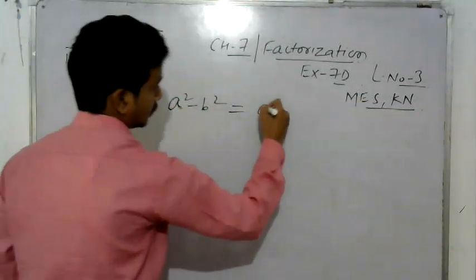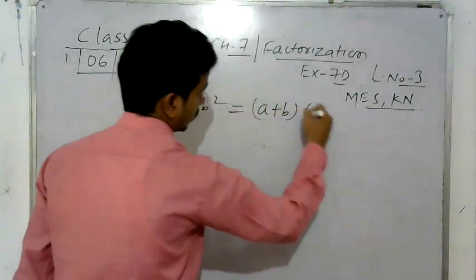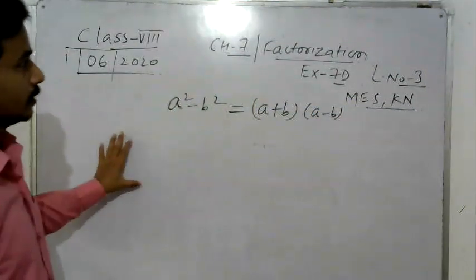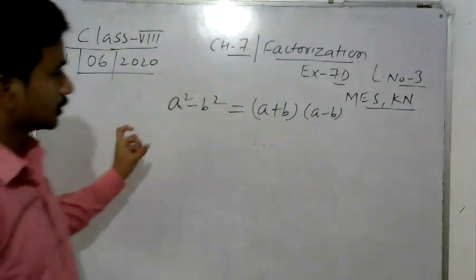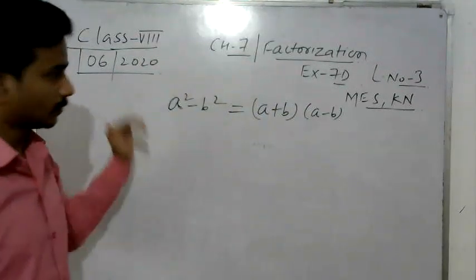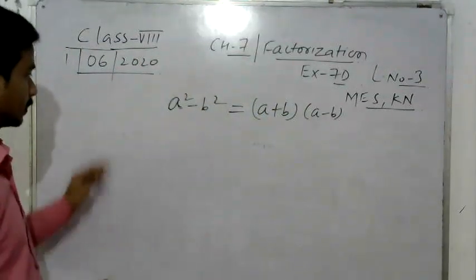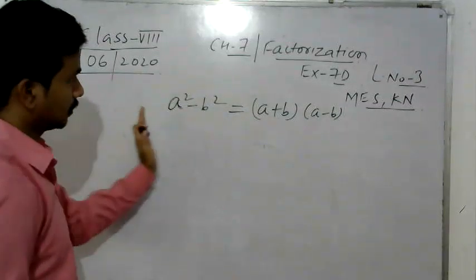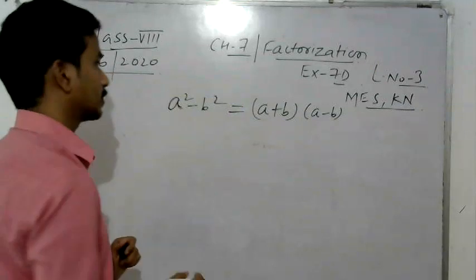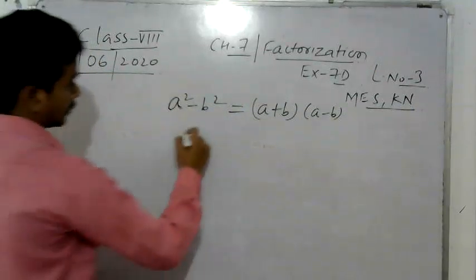What is the formula of this? The formula of this is (a plus b) into (a minus b). Okay. And in this lecture we are going to discuss 7b, 7c and 7d. So watch this video clearly. Okay. So we know that a square minus b square is (a plus b) into (a minus b). Now let us take an example.